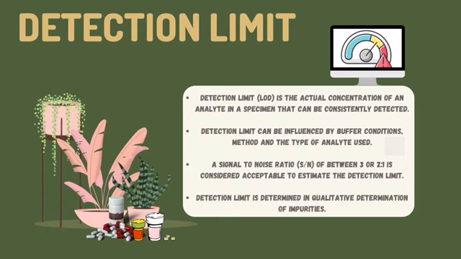Detection limit, LOD, is the actual concentration of an analyte in a specimen that can be consistently detected. Detection limit can be influenced by buffer conditions, method, and the type of analyte used. A signal-to-noise ratio (S/N) of between 3 or 2 to 1 is considered acceptable to estimate the detection limit. Detection limit is determined in qualitative determination of impurities.